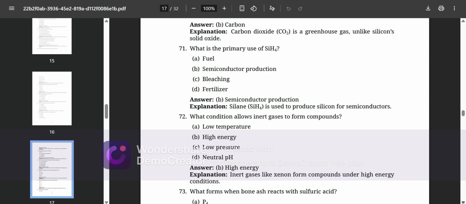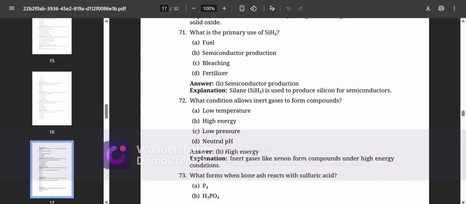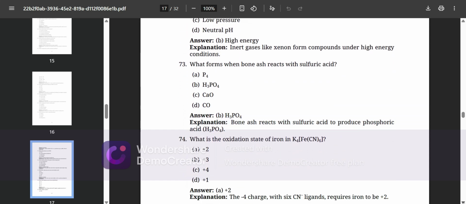Hot conditions allow inert gases to form compounds. High energy inert gases like xenon form compounds under high energy conditions. What forms when bone ash reacts with sulfuric acid? H3PO4. Bone ash reacts with sulfuric acid to produce phosphoric acid, H3PO4.